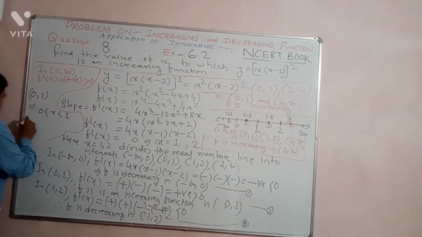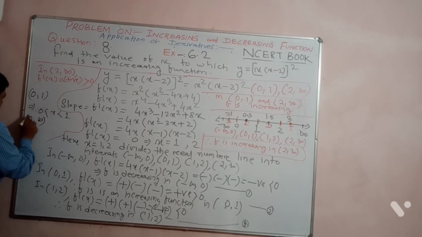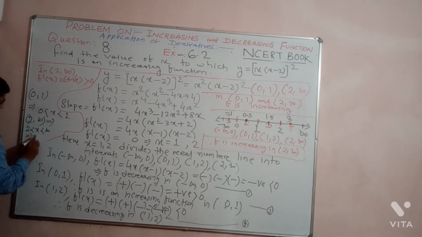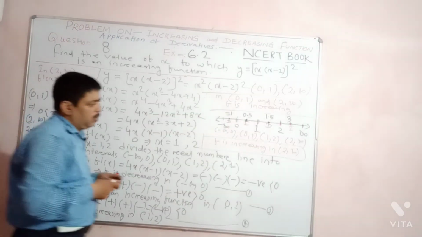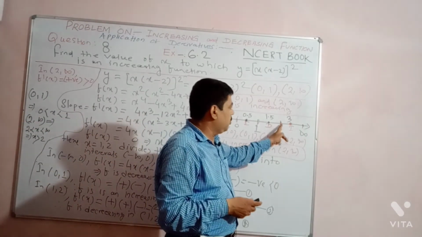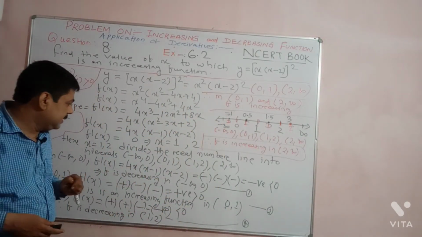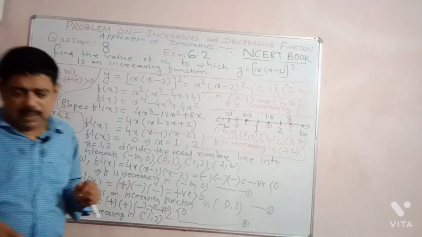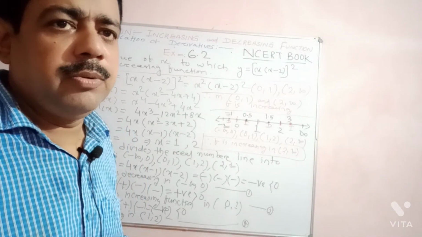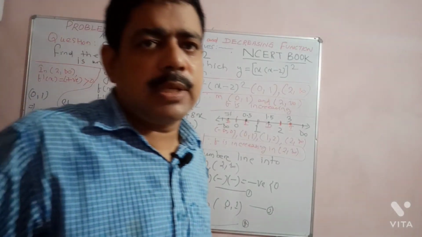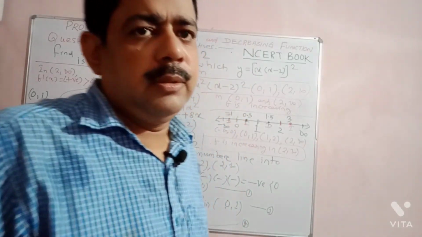Again, 2 to infinity means what? It means 2 is less than x is less than infinity. That implies x is greater than 2. It means when x is greater than 2, for whatever domain value x greater than 2, the function is also an increasing function. Understand? So this is what we get. We need to find out in which interval the function is an increasing function.